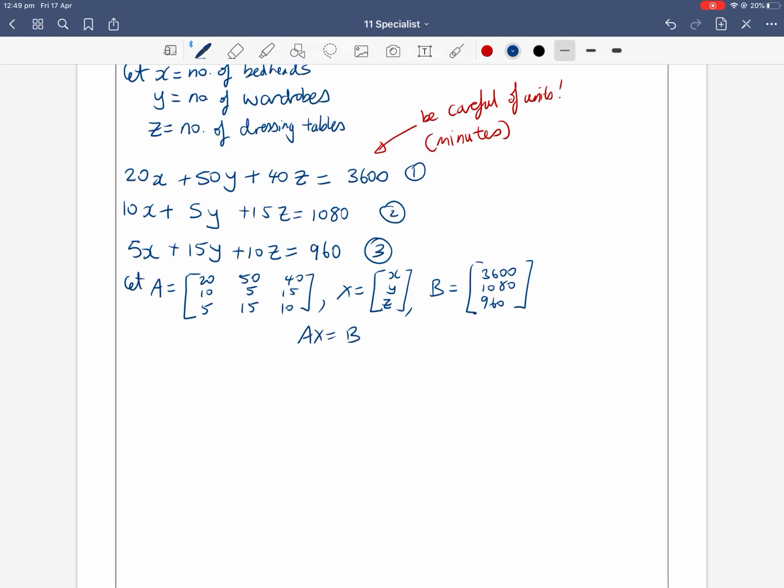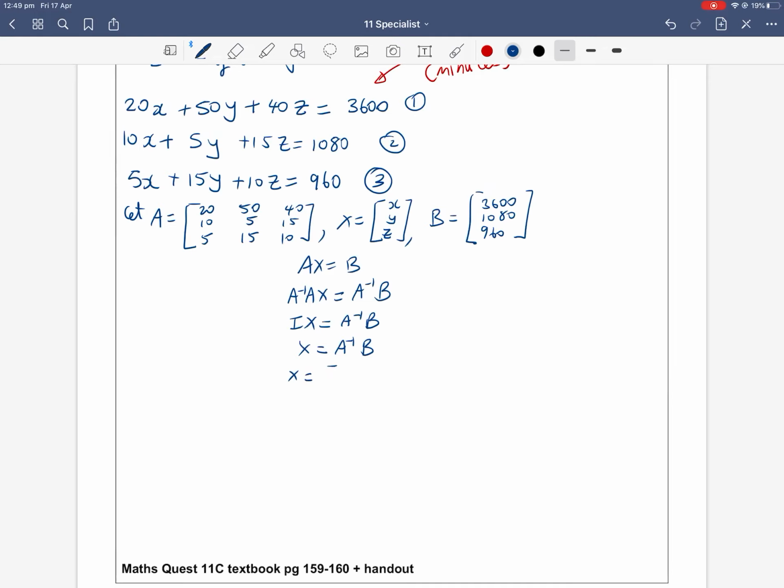Okay, so set up our matrix equation. AX equals B. So A inverse AX equals A inverse B. IX equals A inverse B. X equals A inverse B. So X is equal to the inverse of the matrix 20, 10, 5, 50, 5, 15, 40, 15, 10, times the column 3600, 1080, 960. Let's use a graphics calculator because we cannot do that in our head.